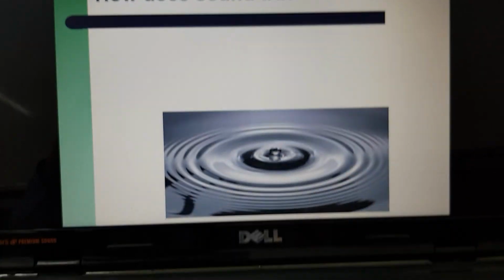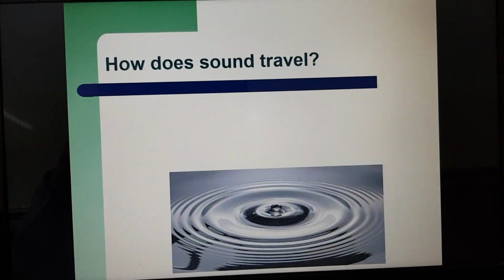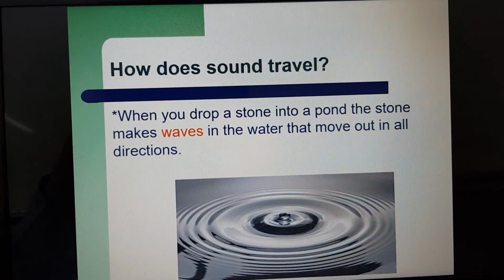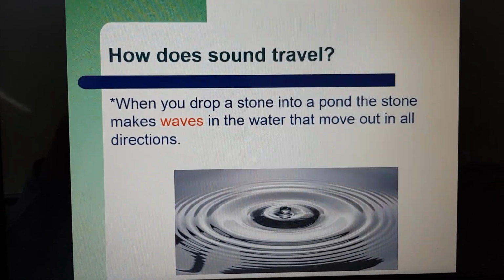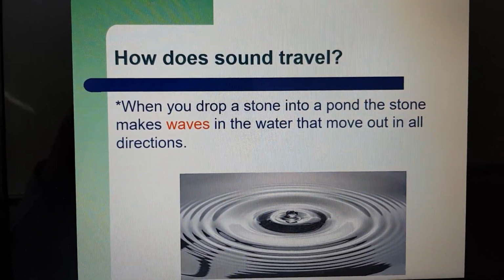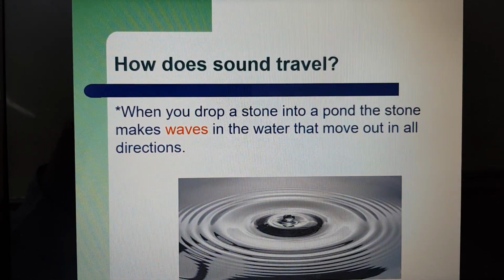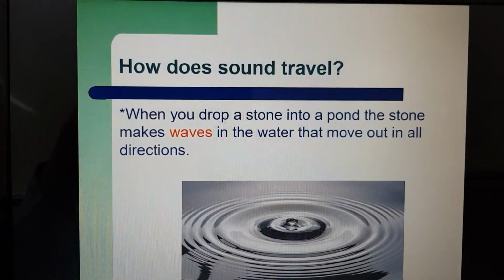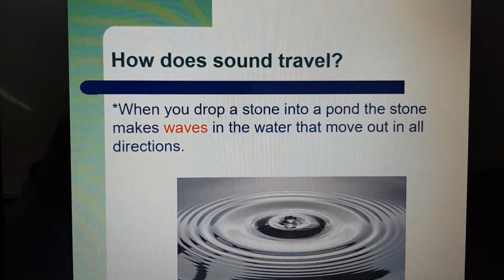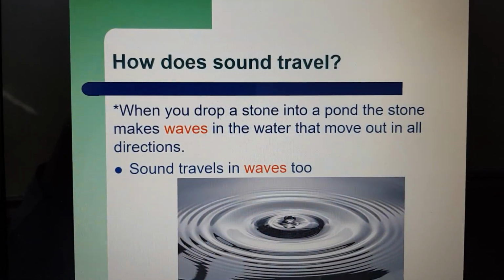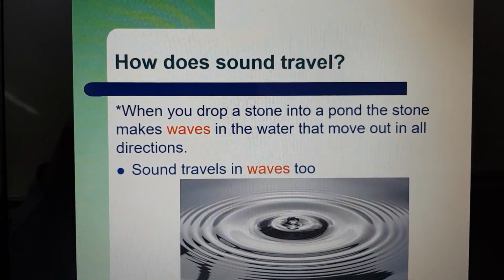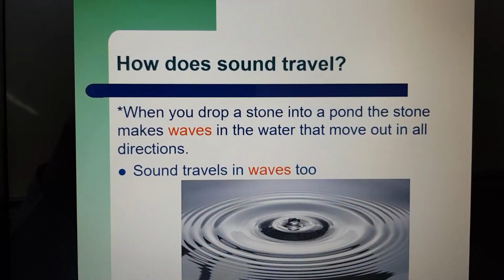How does sound travel? Let's see. When you drop a stone into a pond, the stone makes waves, as you see in the pictures. The waves in the water move out in all directions. So, sound travels in waves too.